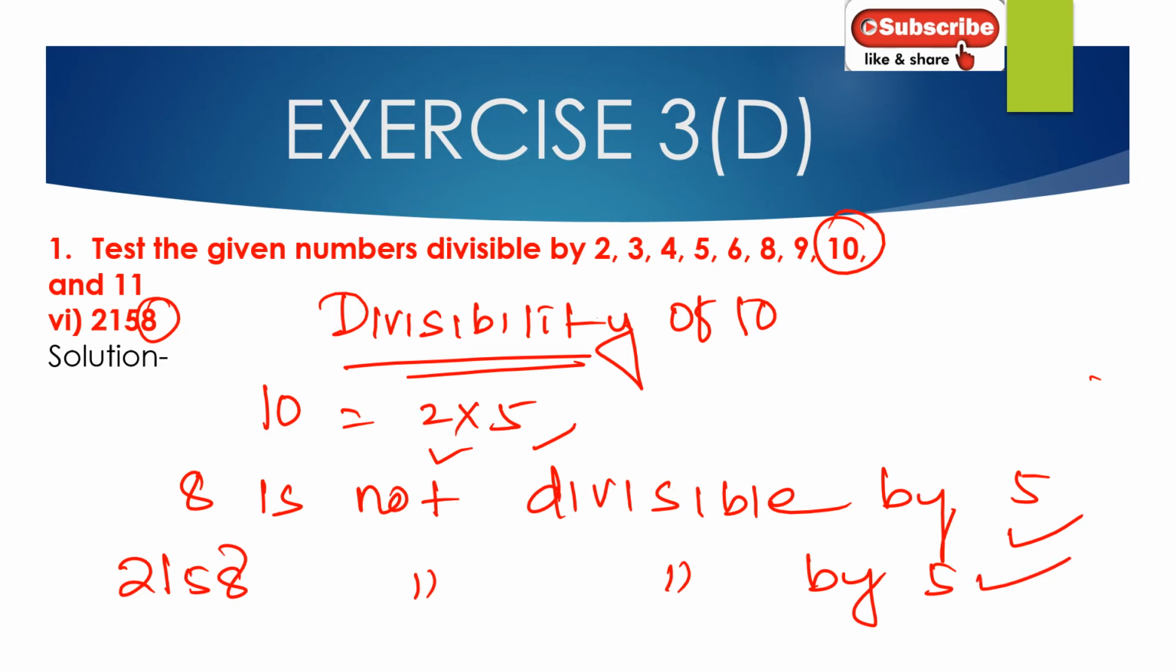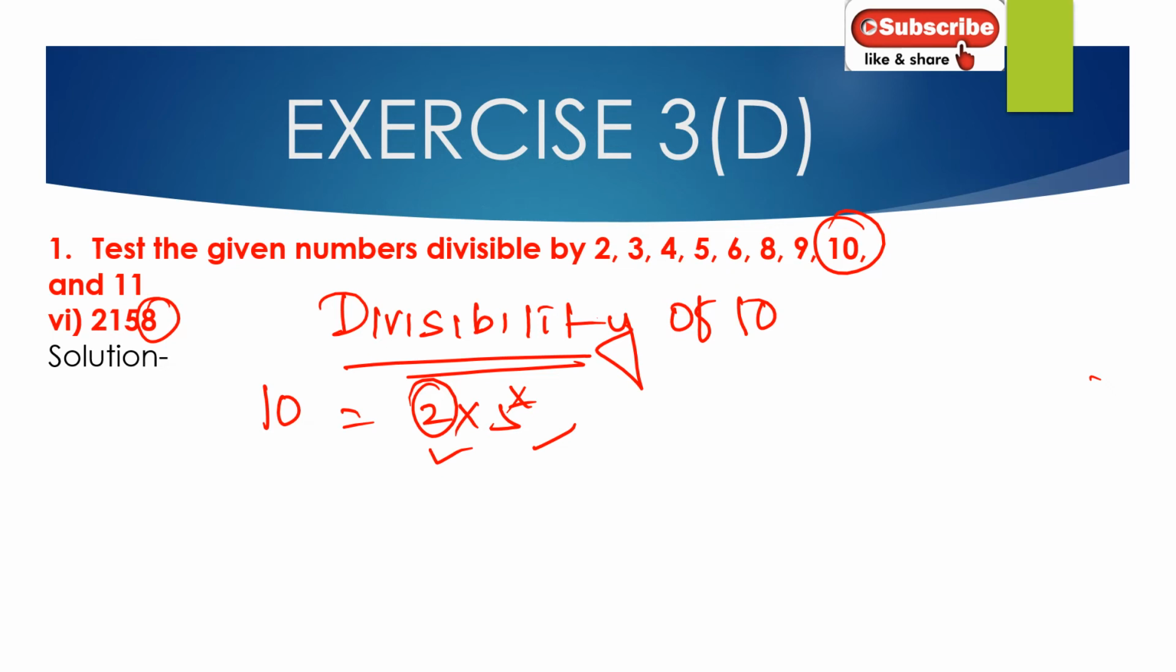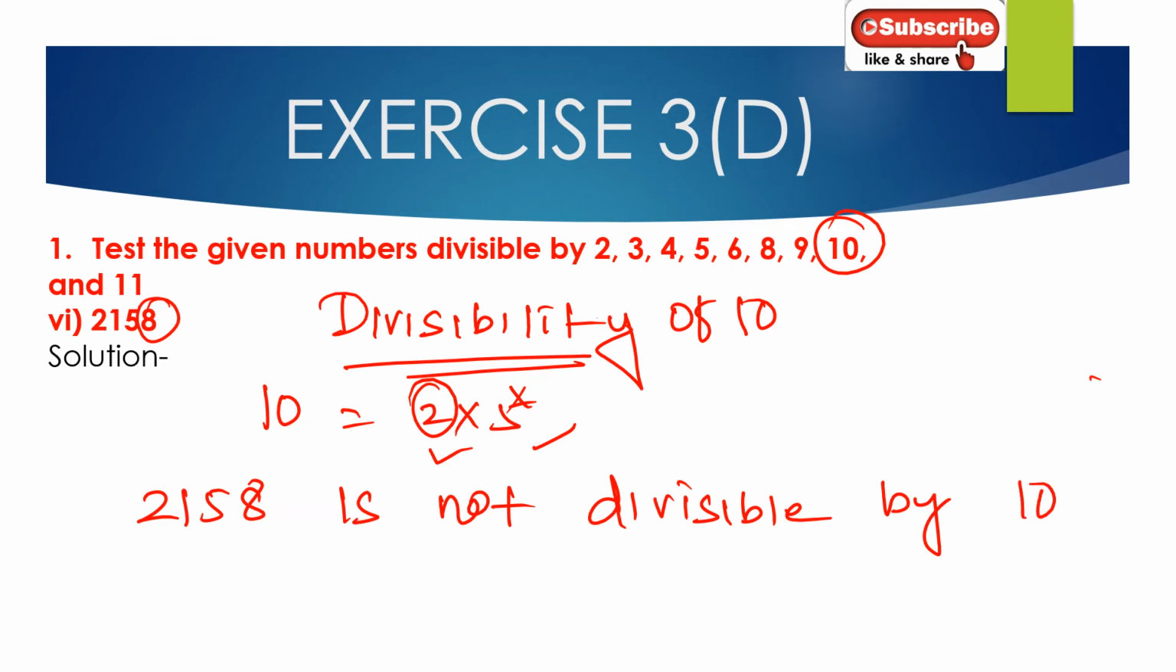Now the number 2158 is divisible by 2, but it is not divisible by 5. So this number 2158 is not divisible by 10, because this number is divisible by 2 but it is not divisible by 5. So this number 2158 is not divisible by 10.